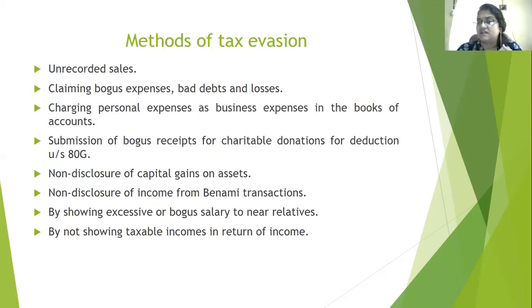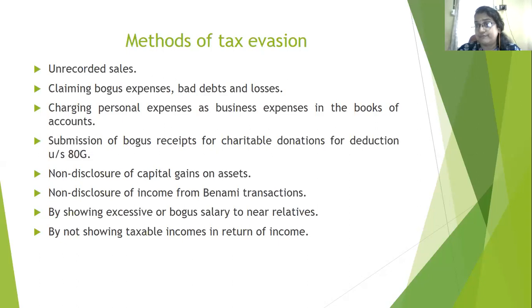The first thing is that traders do not record sales, that is unrecorded sales. When they make a sale, they do not write a proper bill. So if they have a turnover of around 1 lakh or 10 lakh and they show a bill worth 50,000, etc., there is suppression of sales. That is unrecorded sales.